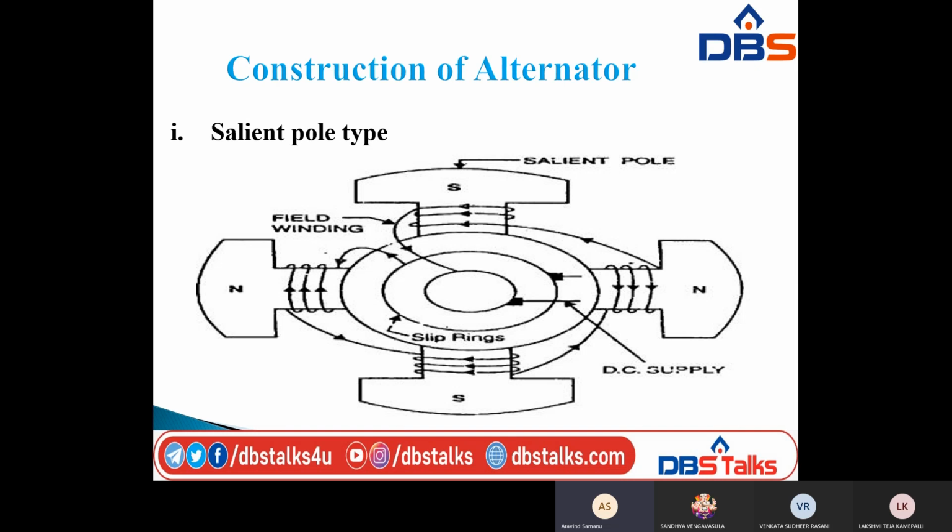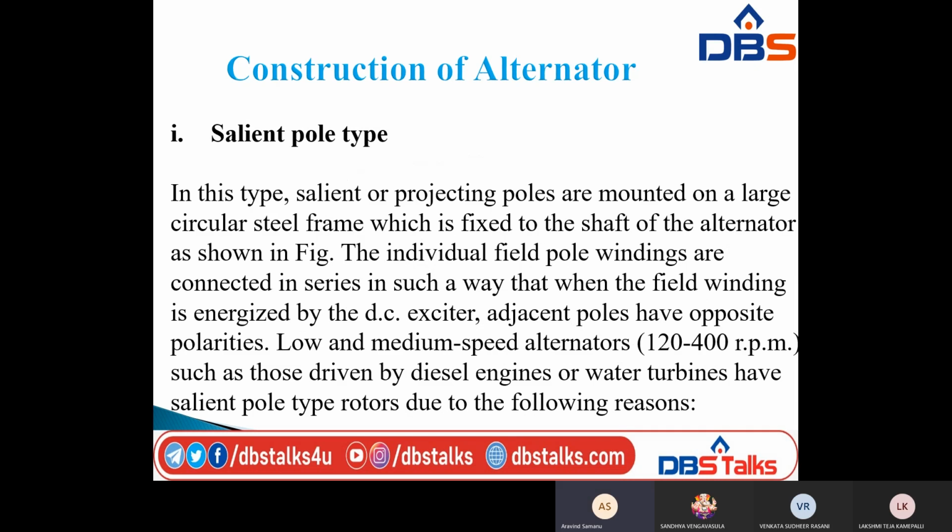This one is the slip rings, these two. This one is the DC supply. If you see this diagram, this circular shape, these are the slip rings, and another one is the DC supply. Next, salient or projecting poles are mounted on a large circular steel frame which is fixed to the shaft of the alternator.